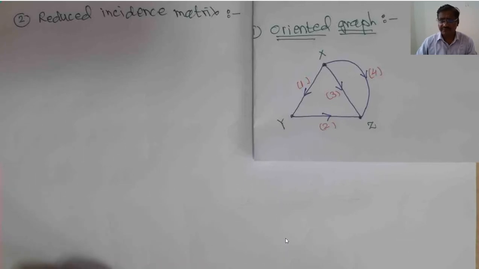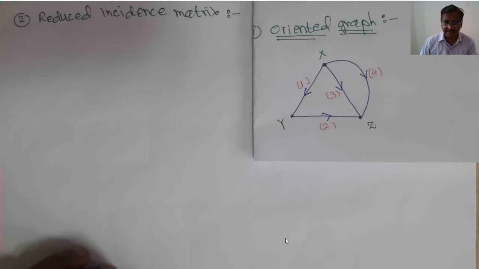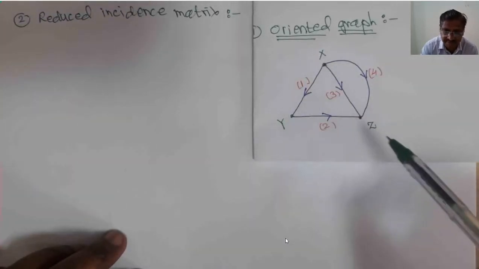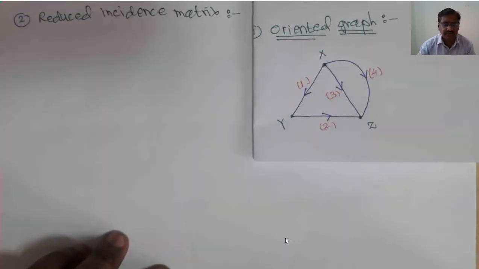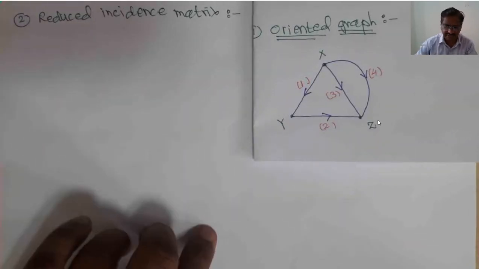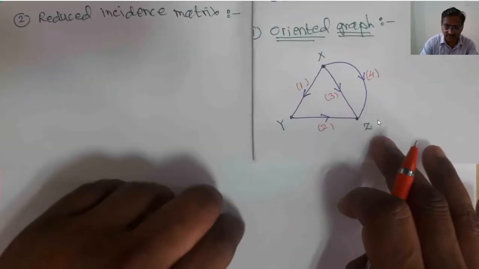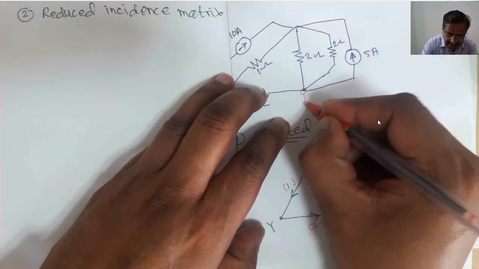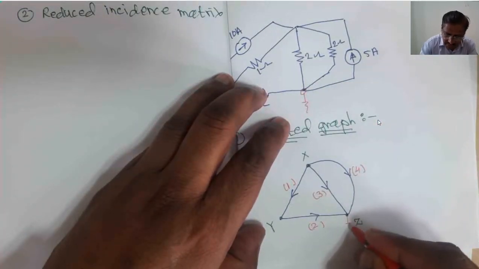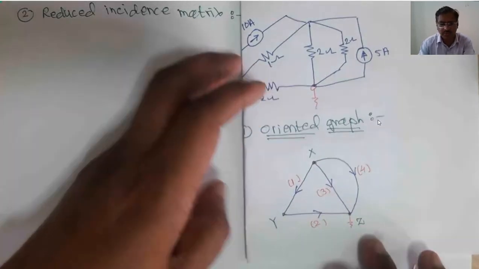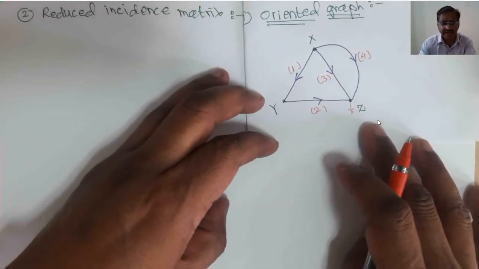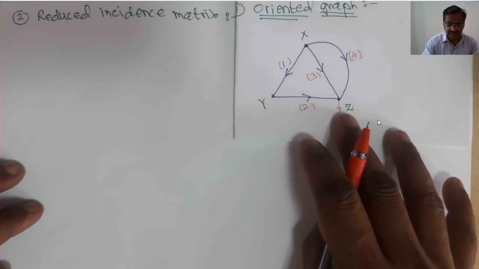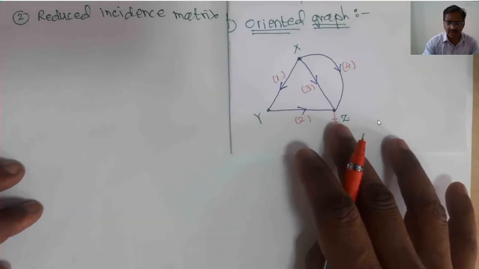Now the number of rows in the incidence matrix is equal to the number of nodes: 1, 2, 3. But in the case of the reduced incidence matrix, we treat one of the nodes as a reference node and delete that particular row. In this particular case, if we assume this point as the ground node, we delete this node, meaning we consider only the two nodes, node X and node Y, and we will draw its matrix.